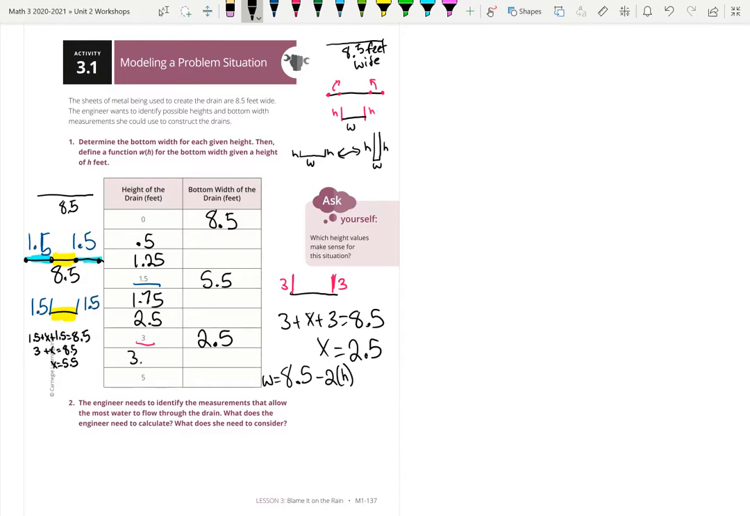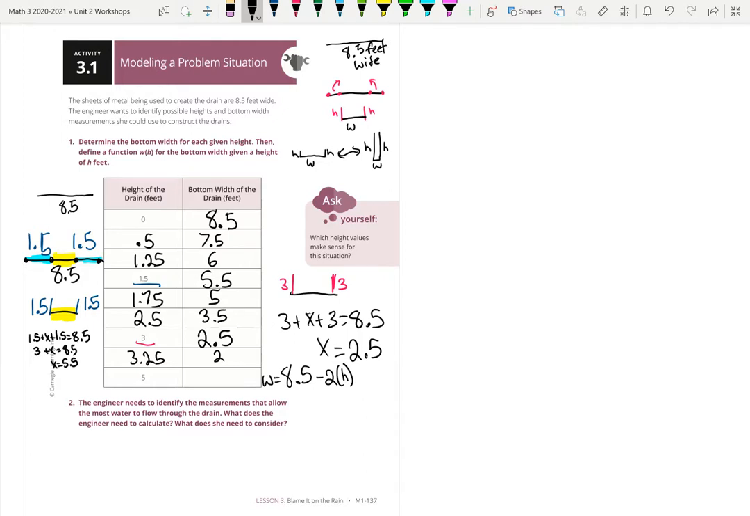And then go ahead, play around, pause the video, and then unpause when you have determined the bottom width for each of those. And they are as follows: 7.5, 6, 5, 3.5, 2, and then 5.